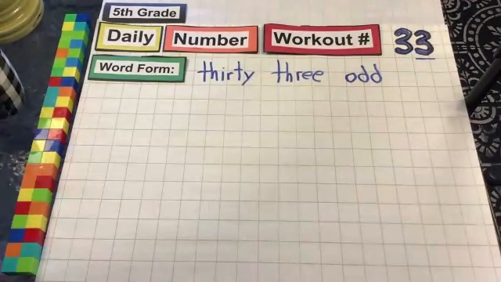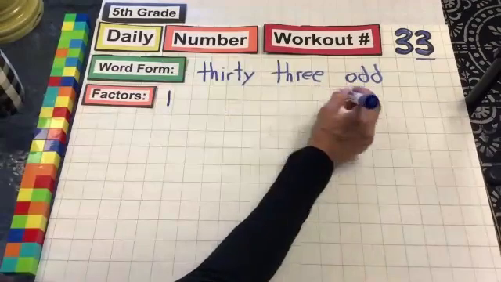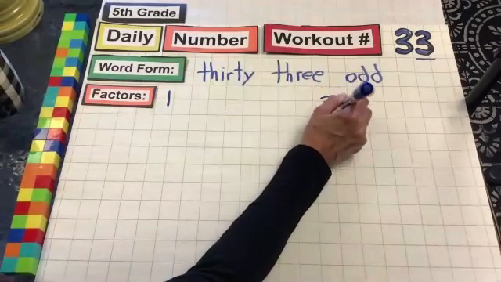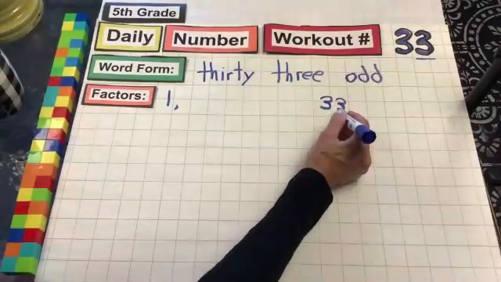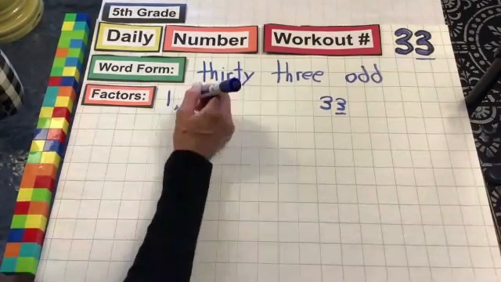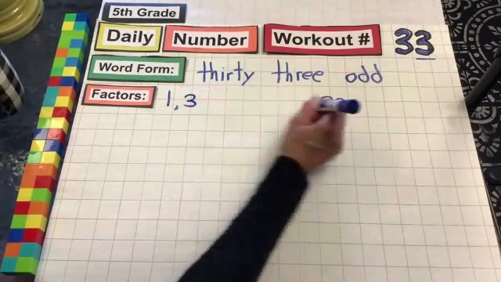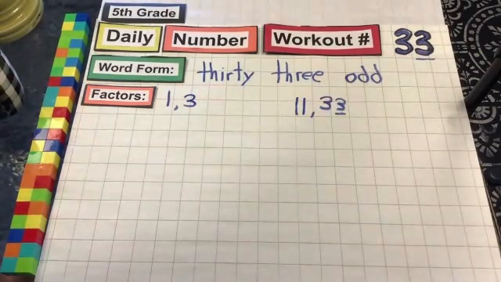And let's go ahead and do our factors for 33. 1 times 33, of course. 2 does not go in because it is not even. 2 only goes into even numbers that would end in 0, 2, 4, 6, or 8. 3 goes in 11 times. 3 times 11 is 33.